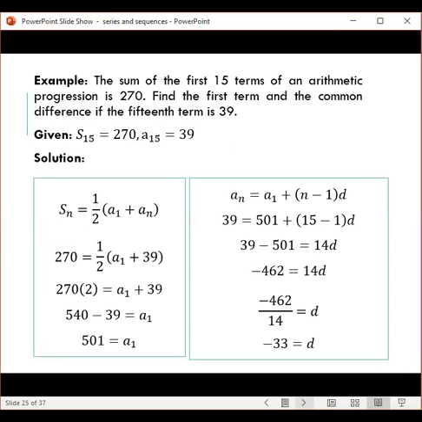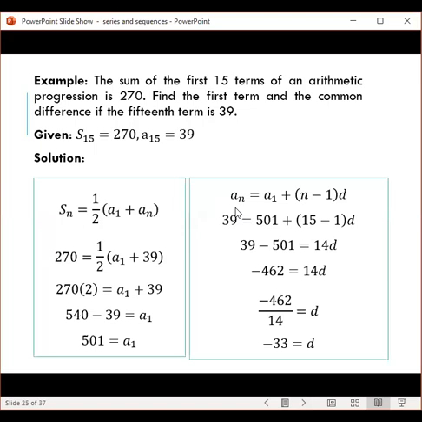Next, we wanted to find the common difference. So we use this formula. This was the formula for the arithmetic sequence earlier. So a sub n is equal to a sub 1 plus the quantity of n minus 1 times d.